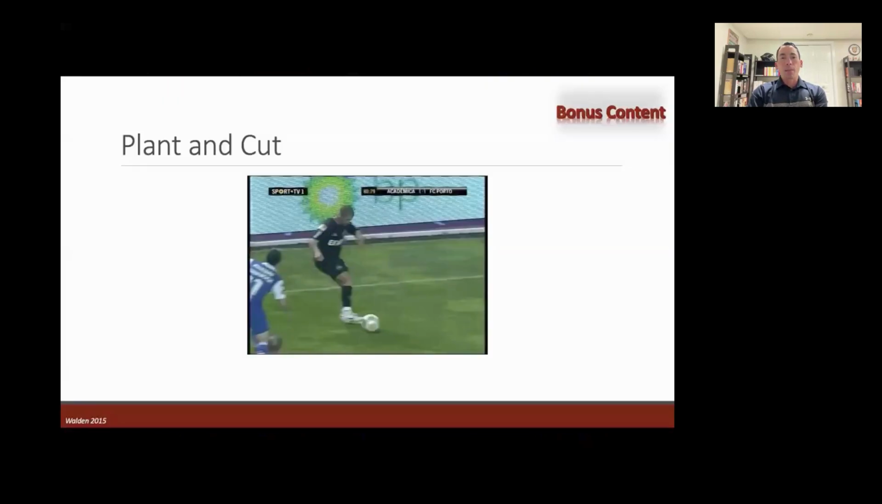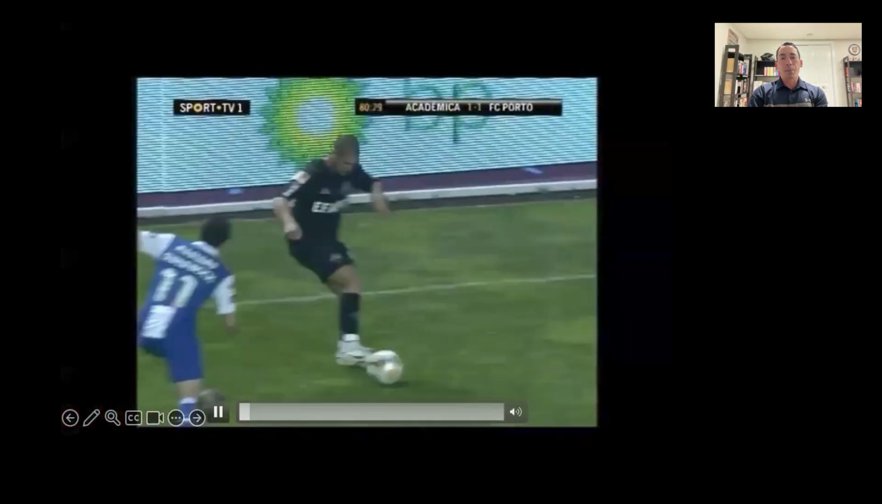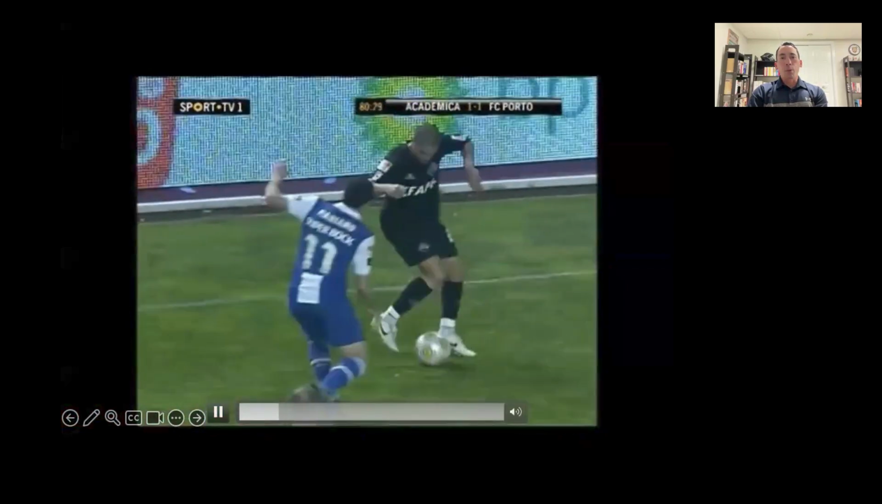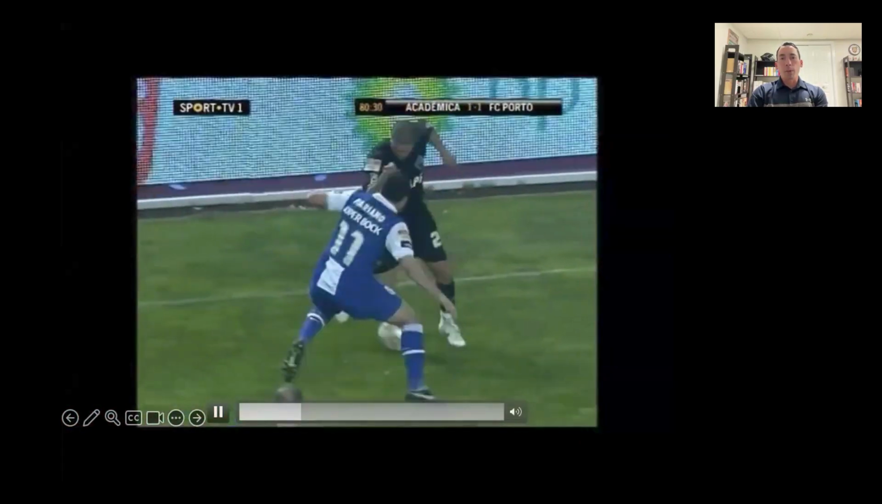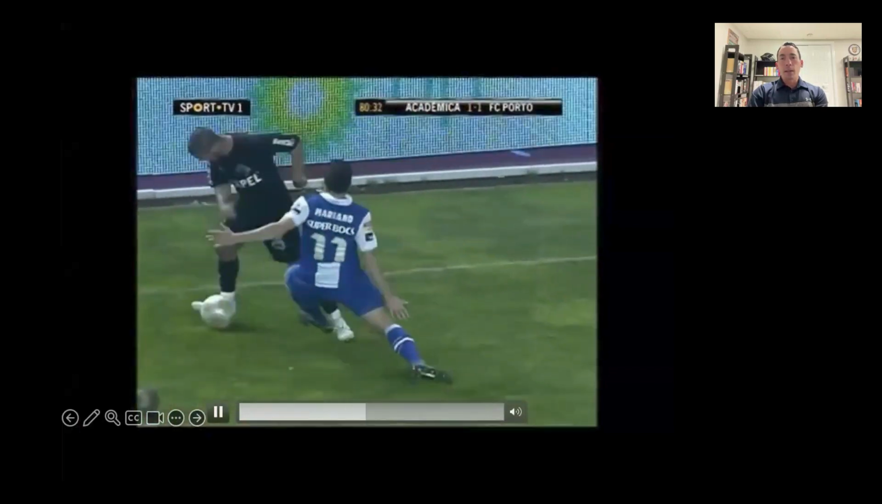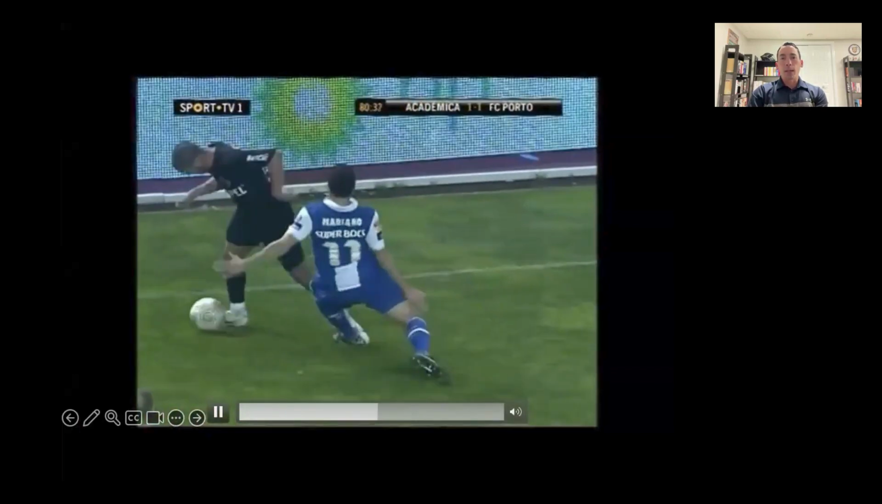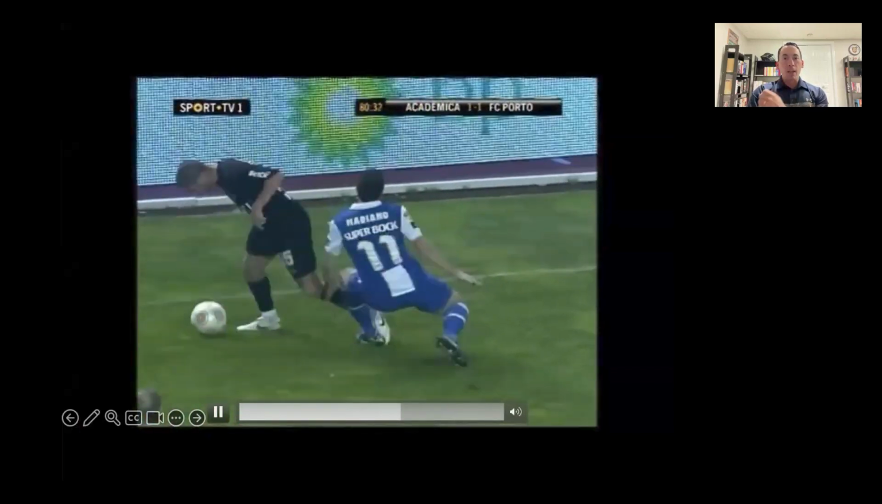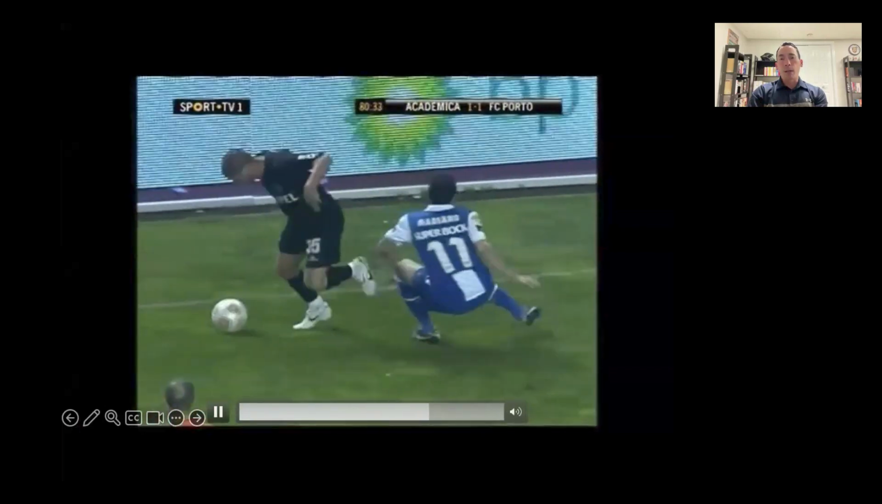So here we have a mechanism for a plant and cut. The player in blue, the light blue, is the one that's being injured. And look at his right leg and how he's kind of knee extended. There's a little bit of a rear foot strike. He's leaning kind of forward, and then that knee collapses inward into that valgus position.